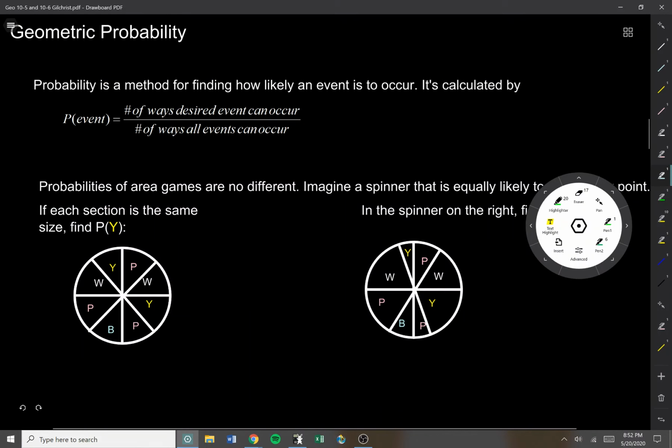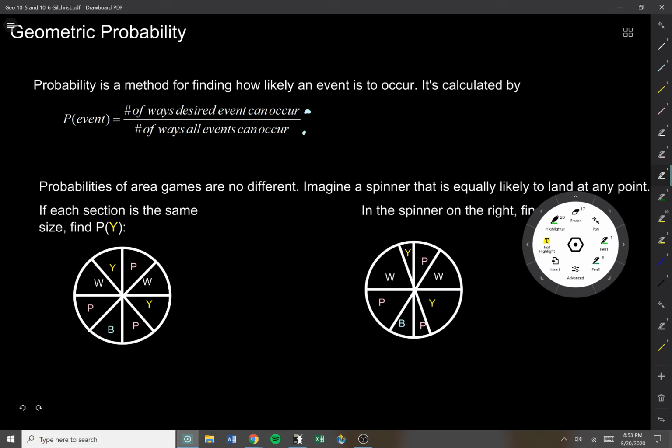10.6 is the new fun one. It's on geometric probability. Now, probability is a way to find how likely something is to occur. You calculate it by doing the number of ways a desired event can occur divided by the number of ways all events can occur. And you've done this with dice, and you've probably done this with flipping coins, but with areas or lengths or volumes, it's all the same thing.